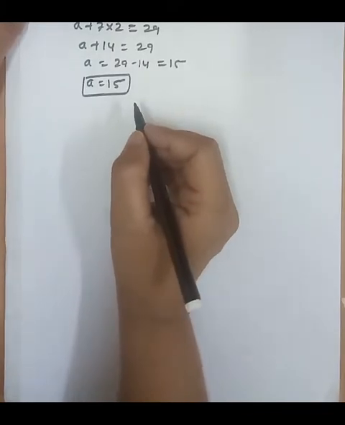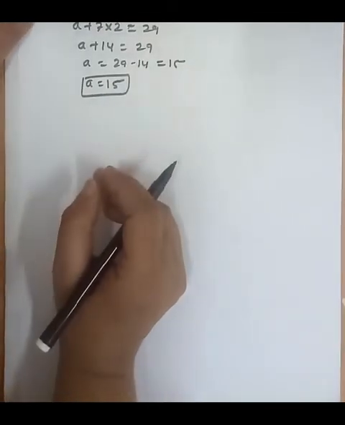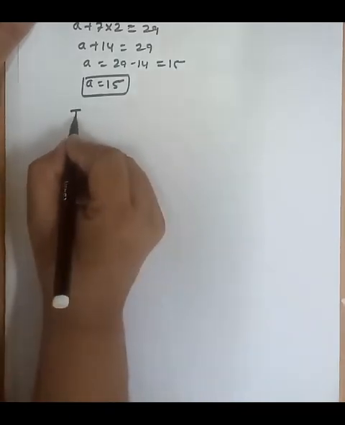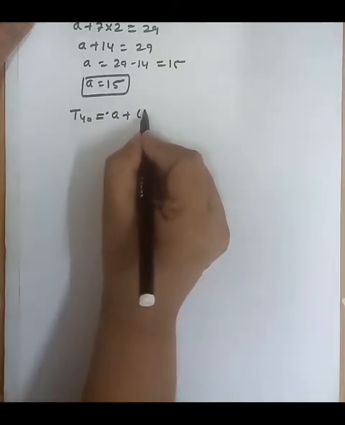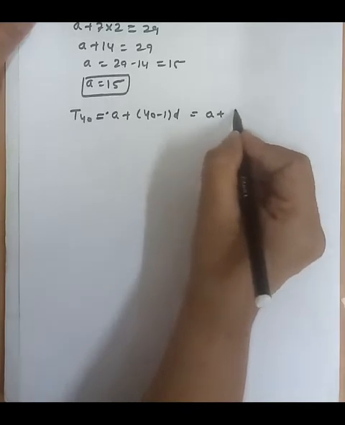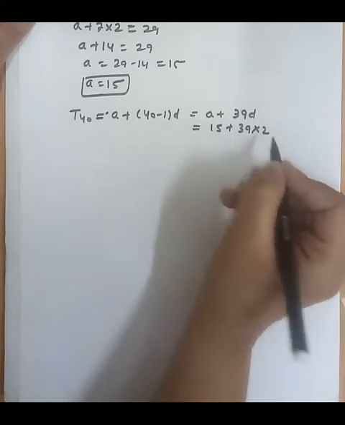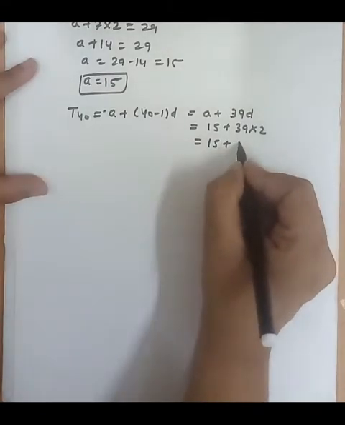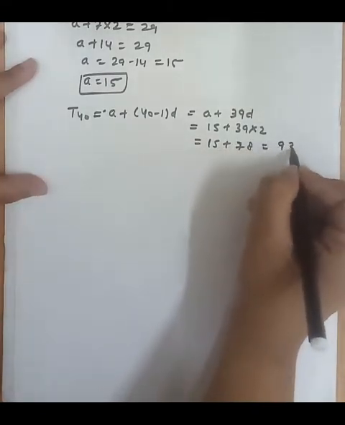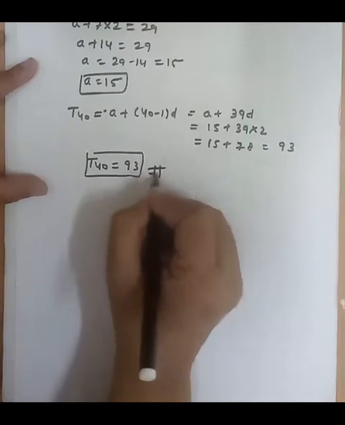But we have to find the value of, sorry, we have to find the value of the nth term, T40. So we write down the formula for T40: a plus 40 minus 1 d. It means a plus 39d. Put the value of a as 15 and 39 into 2. So we get 15 plus 78, which is 93. So here we get T40 equal to 93. So this is the answer of this question.